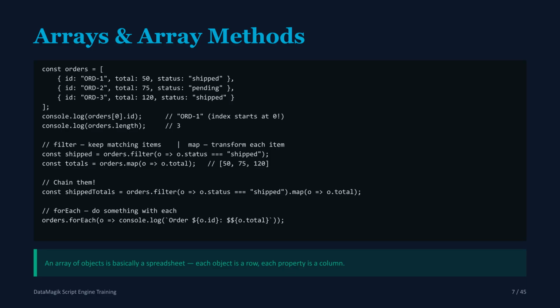Arrays are lists of data. You access items using their index, which starts at 0. Array methods like filter and map allow you to process the data efficiently. You can also chain methods together or use "for each" to iterate over items. An array of objects is fundamentally a spreadsheet.